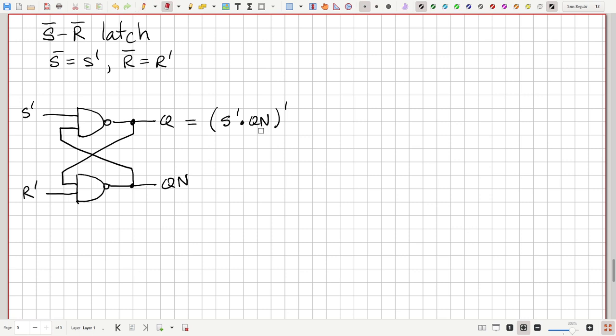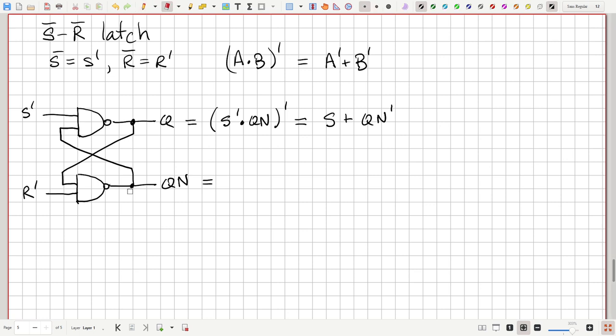Now we can use De Morgan's law to represent that in a different form, right? Because De Morgan's law says, put it up here, the NAND operation can be considered as an OR operation with negated inputs. So NAND applied to A and B is the same as the OR applied to not A and not B. Okay, so using that De Morgan relationship, this becomes S prime prime, which would be S, or QN prime.